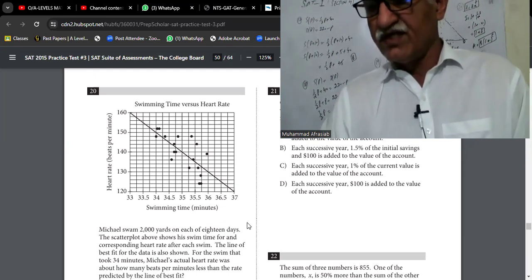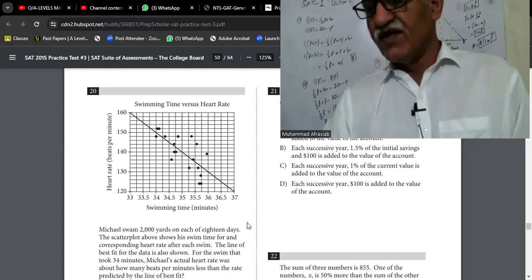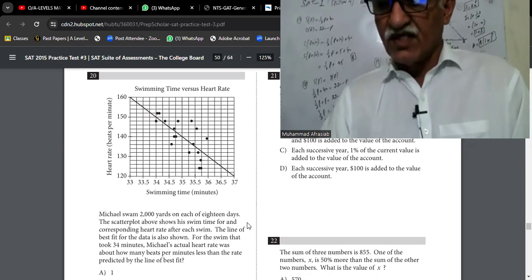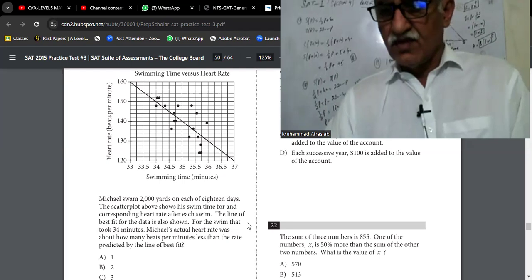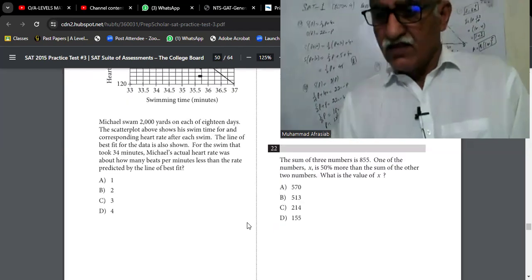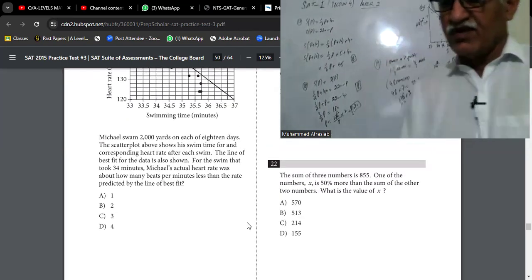Fourth is not, because 100 is added to that value there. So it is not there. Exponential growth is only for this part C. Question number 22.